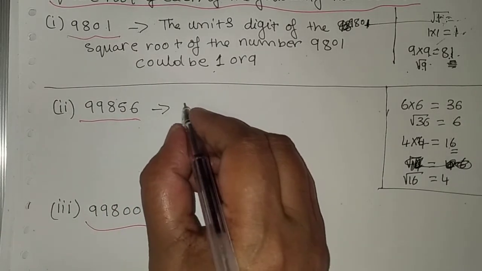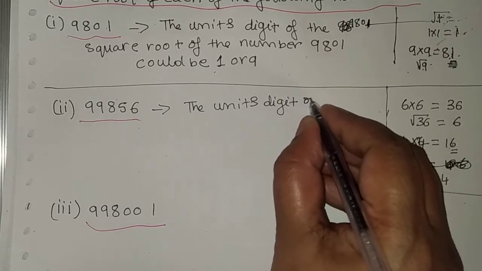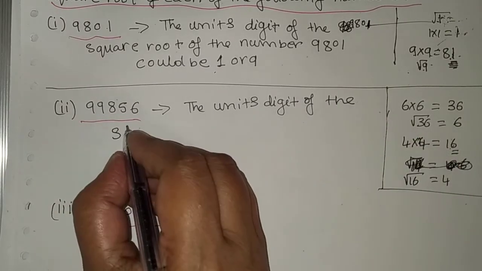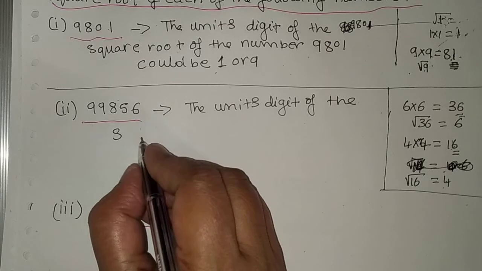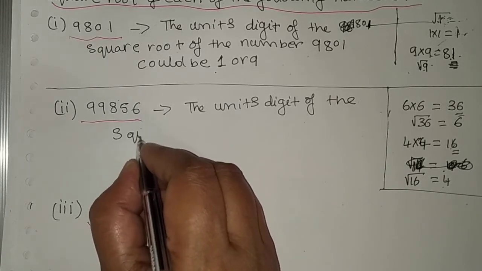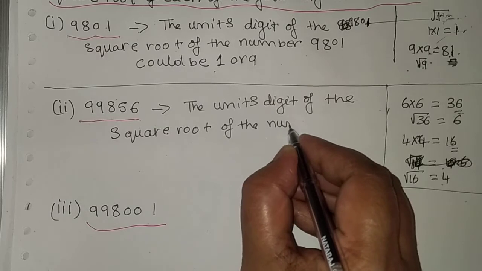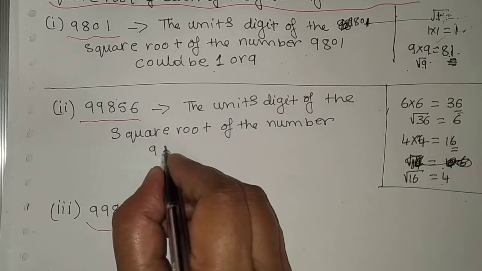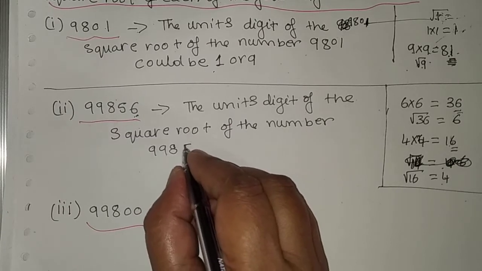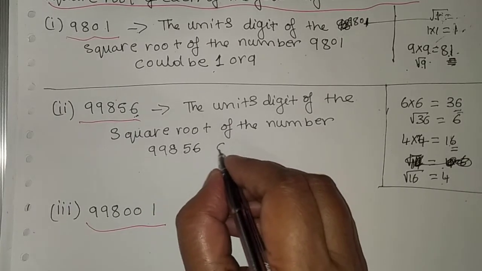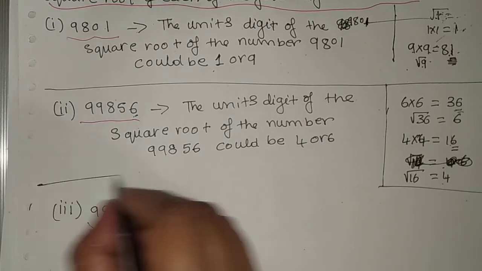So you just write the units digit of the square root of the number. Whichever number we square and it ends with 6 is a correct answer for this question. Write down the number, that is 998. Don't take the whole number, only the last digit. This is called the unit digit. You have to take it and find the answer. So it could be 4 or 6. So this is the answer for the second one.